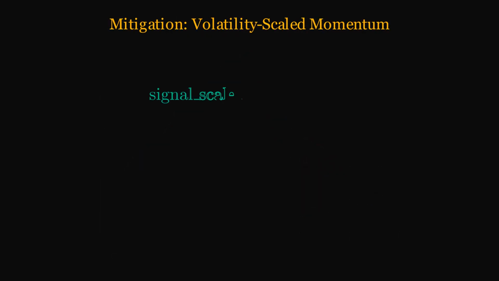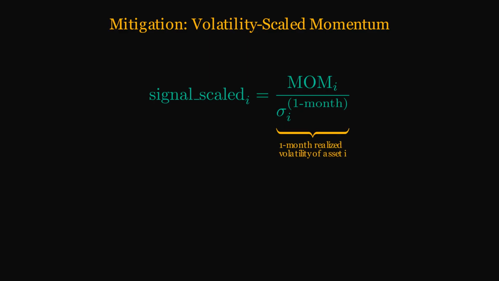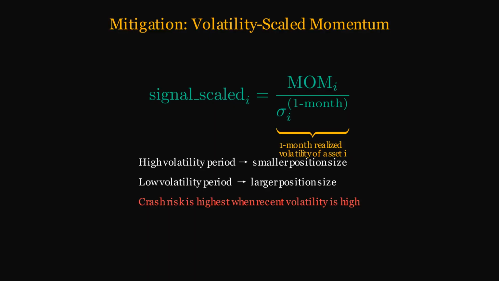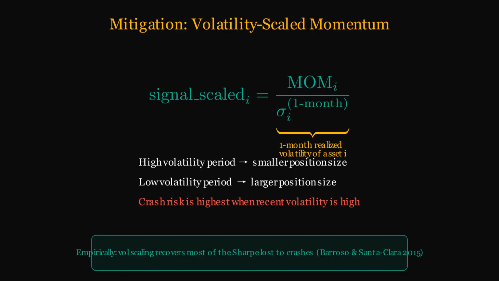The mitigation: volatility-scaled momentum. Instead of equal weight long-short, scale each position by its inverse 1-month realized volatility. During turbulent periods, when crash risk is highest, recent volatility is elevated, so the scaled signal automatically reduces position sizes. Empirically, Barroso and Santa Clara show that volatility scaling recovers most of the Sharpe ratio lost to momentum crashes.